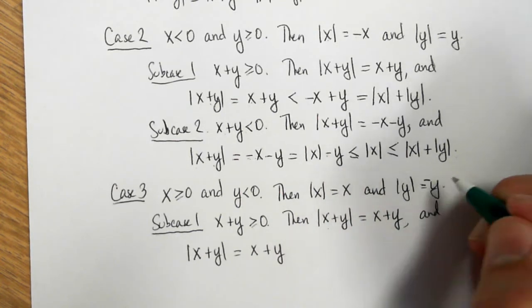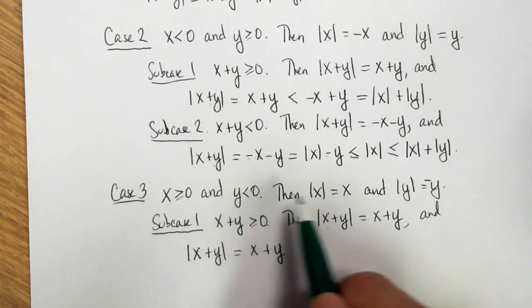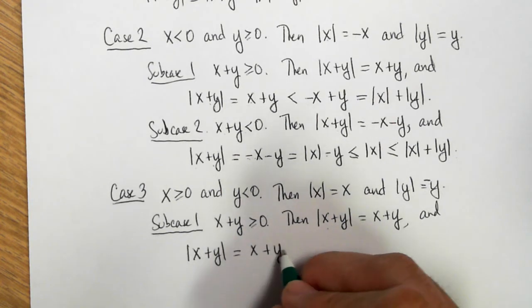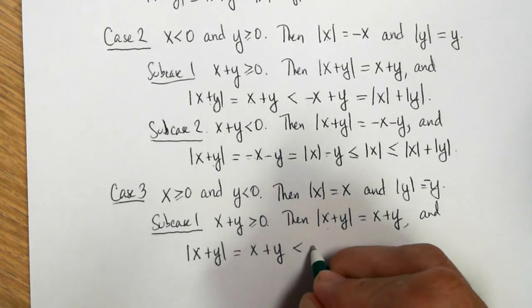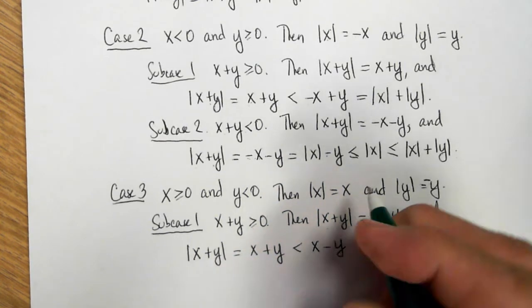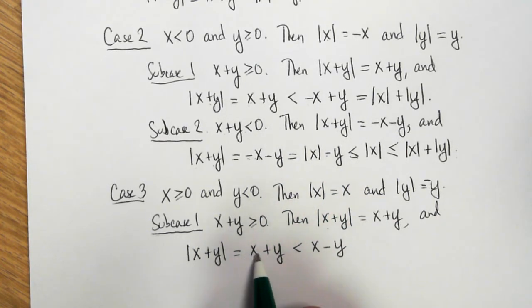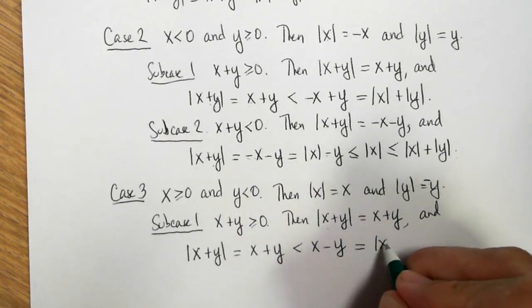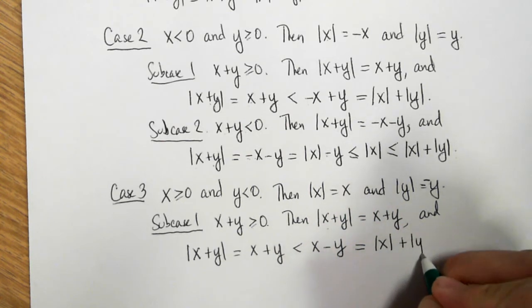And I should have had a minus sign here. I apologize. Y is negative, so absolute value of y is negative y. I apologize for that. Okay, now this is going to be less than x minus y. Again, this looks funny. Y is negative, so x plus a negative number is less than x minus the negative number. And that's equal to absolute value of x plus the absolute value of y.